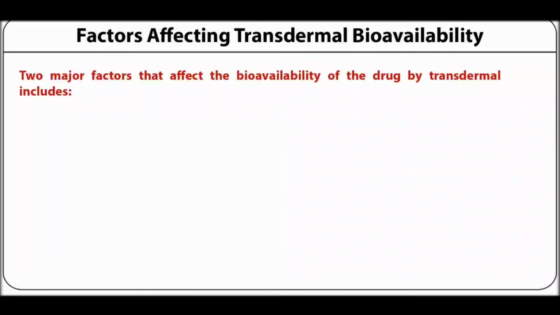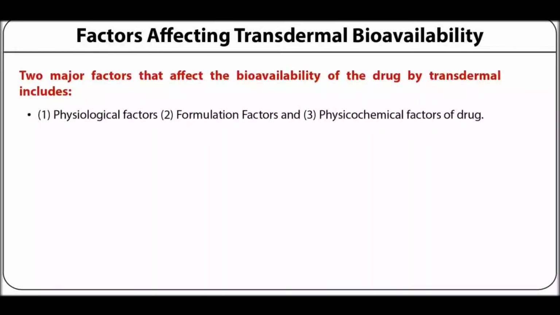Just a few minutes ago, we have been able to understand what the three basic mechanisms are for the delivery of the drug into the skin. There are a host of factors which actually affect the final availability of the drug, or the transdermal bioavailability. There are a group of factors which play a very pivotal and important role, and these factors are summed up as the physiological factors, the formulation factors, and the physicochemical factors of the drug. We will try to group them separately and then try to understand each one of them.